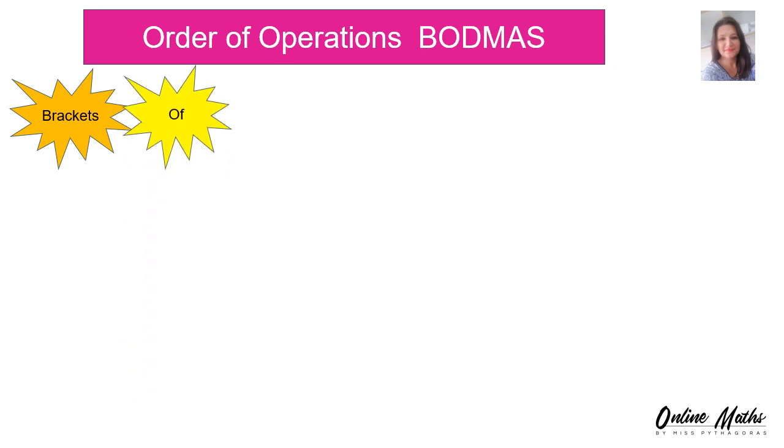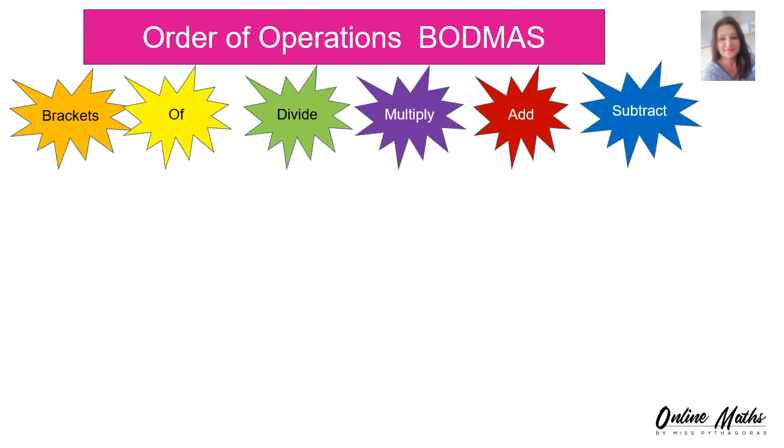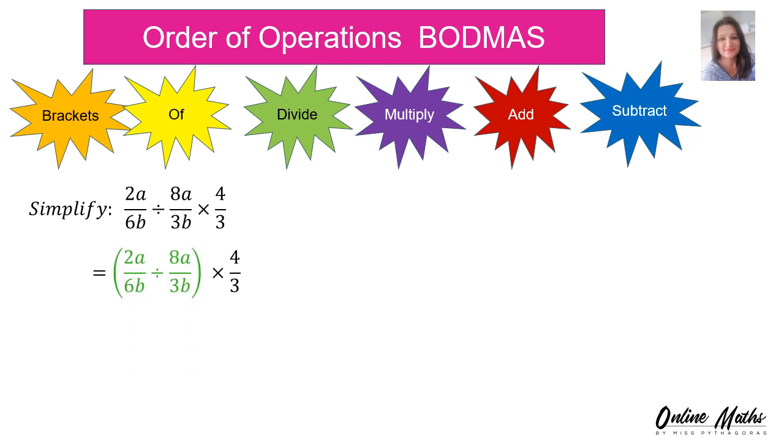Now we have to keep in mind something that we call the order of operations, and the acronym there is BODMAS, and it stands for brackets, of, divide, multiply, addition, subtraction. So when I give you the sum, simplify 2a over 6b divide 8a over 3b times 4, then we will start with the division part. And there I highlighted it in green for you. Now that's where we start.